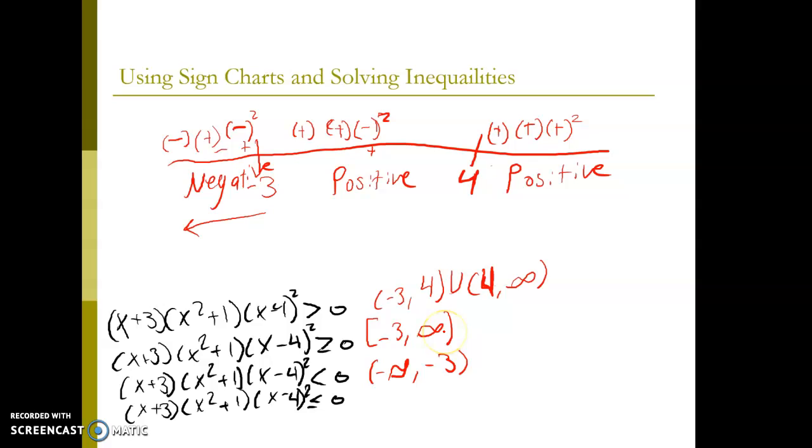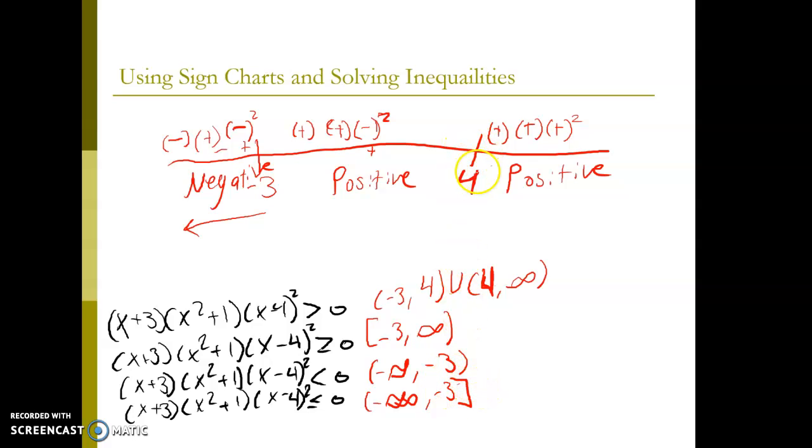And then it is when it is less than or equal to 0. Well, again, we would start off with our start down here, negative infinity, go to negative 3, but negative 3 inclusive because negative 3 is equal to 0. So we put a bracket in there.